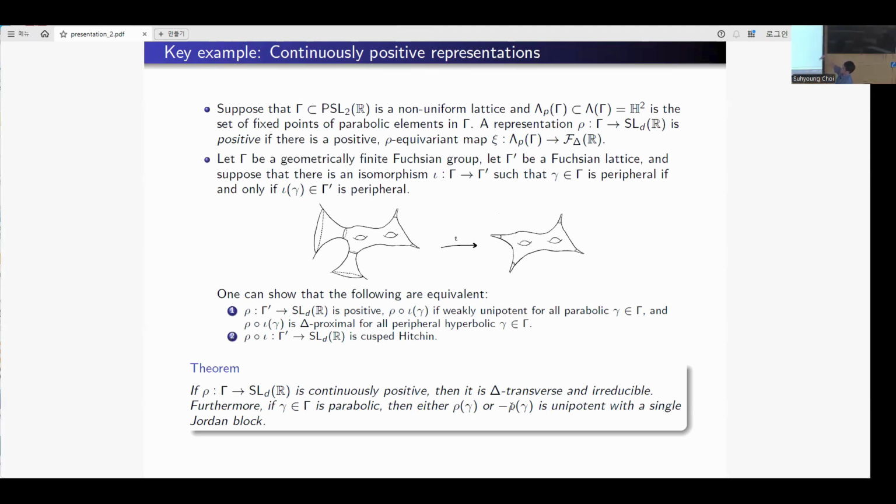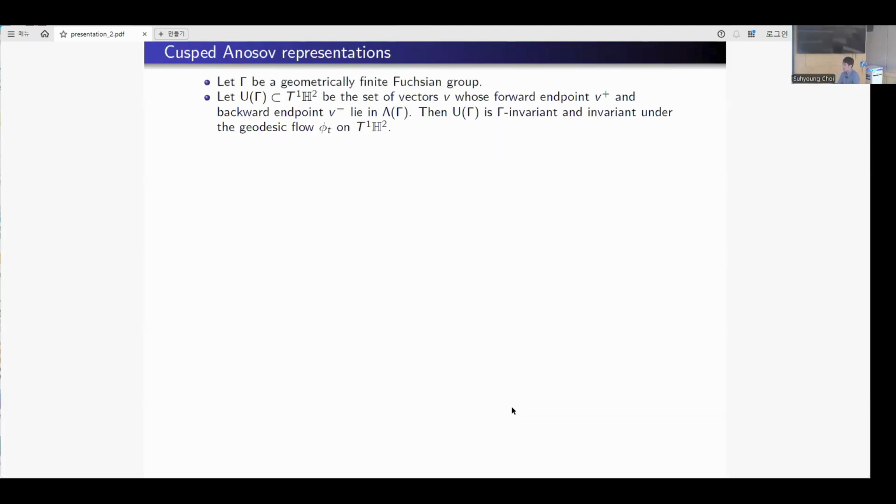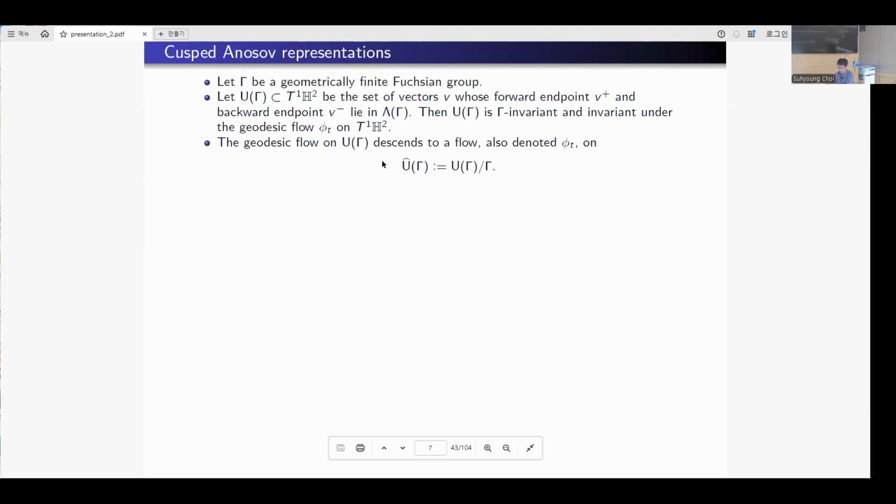So in other words, this is the recurrent part of the geodesic flow. This is the more interesting part of the geodesic flow. That's what this U gamma is, in the universal cover. And then this U gamma is gamma invariant, so you can quotient out by gamma to get this set U hat gamma. And then the geodesic flow phi t descends to a flow on U hat gamma.